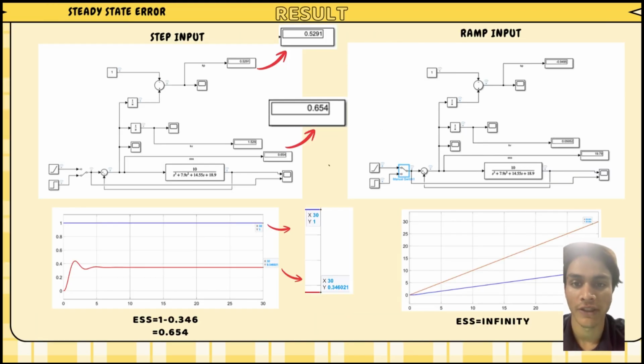So here we have the Simulink circuit and how we obtain its Kp, Kv, and ess values. Shown below is the graph of the system and how the ess value can be obtained by subtracting the output from the input, although for Kv, the ess is infinity.